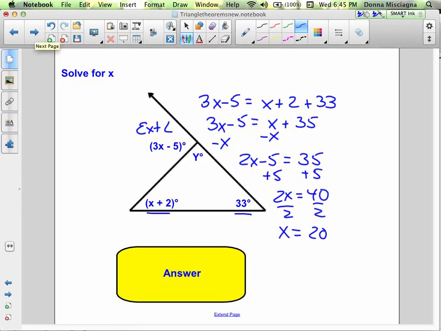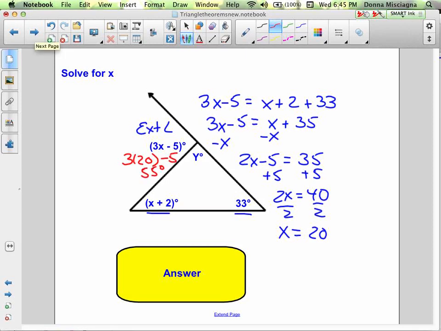Now to find y, we're going to have to find out what the angle is. We would just subtract 20 from 180, right? No, because that angle's not 160 degrees. It couldn't possibly be 160 degrees because we already know one angle is 33, and a triangle's angles only add up to 180. So let's find this angle here. 3 times 20 minus 5 is going to give us 60 minus 5, or 55 degrees.